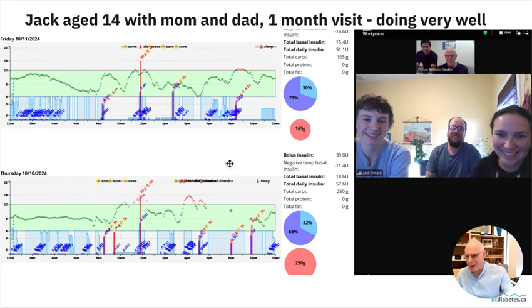I should add, Jack is 14. He plays tight end in football. He grew 5 centimeters in the last 3 months. He makes use of a lot of presets to avoid lows during activities. Here you can see these. He calls them save. That's for activity, and then he uses increasing insulin percentages when he puts in a new pod. So Jack's a great example of a success story.